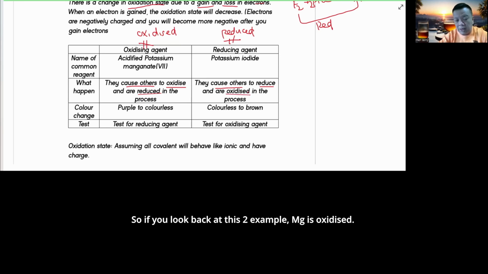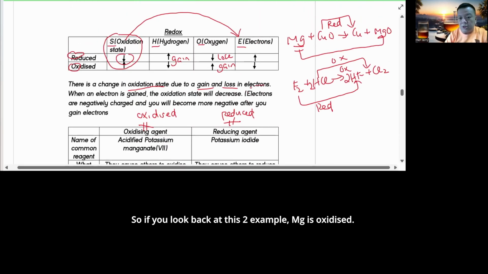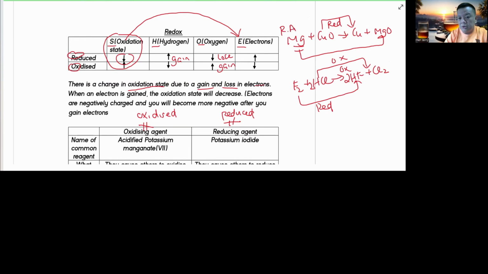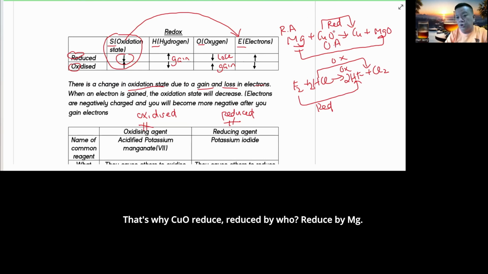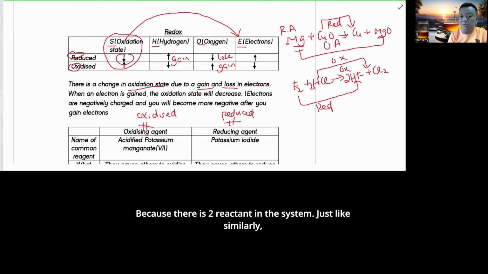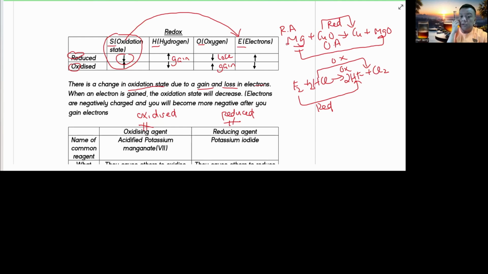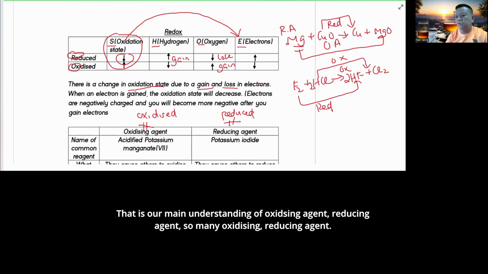If you look back at these two examples, Mg is oxidized and becomes MgO. So we can say that Mg is also the reducing agent. Similarly, CuO is reduced, so it is also the oxidizing agent. That's why I say CuO is reduced. Reduced by who? Reduced by Mg, because there are only two reactants in the system. Just like if A and B are in a room, if B is killed, then A will be the prime suspect, and vice versa. That is our main understanding of oxidizing agent and reducing agent.